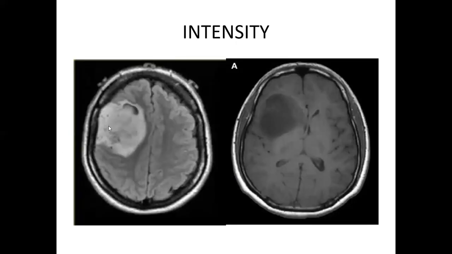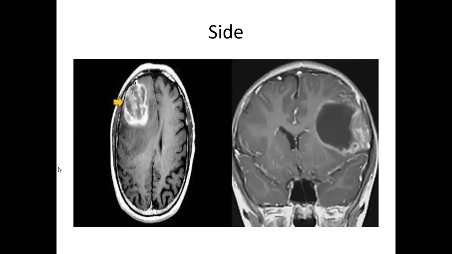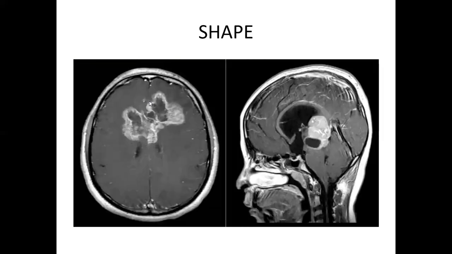Intensity: you can analyze the lesion comparing to the background. We can say it is hyperintense, it is hypointense, and this area is isointense. So this is the thing we have to understand, and you have to characterize the lesion by comparing to the background. Side: we have to see whether it is on the right side or left side. No tumor has a predilection to the right or left side, but we have to define it as a right-sided lesion or left-sided lesion.